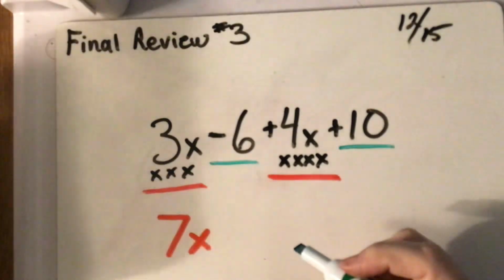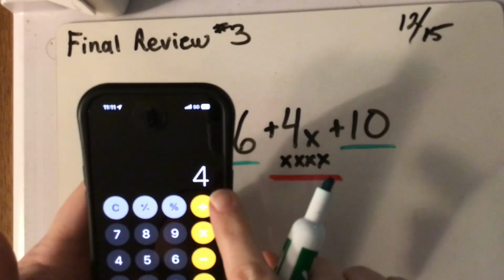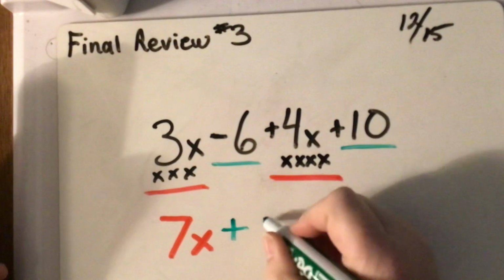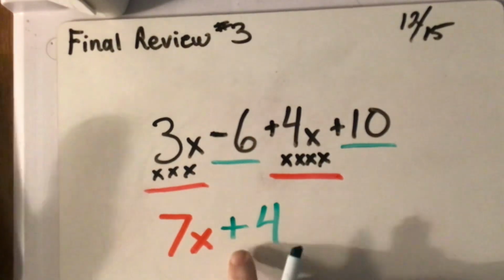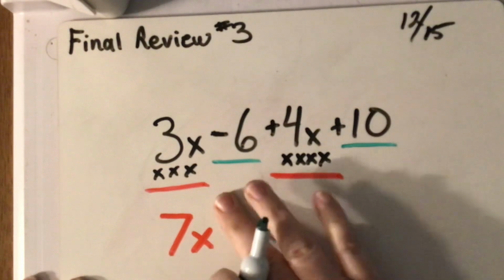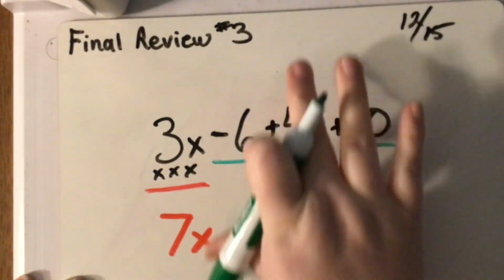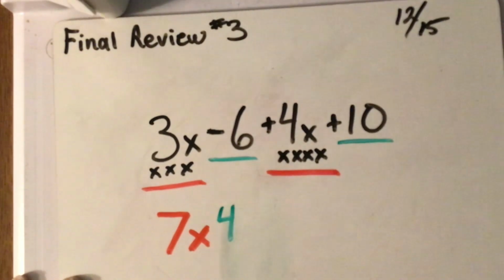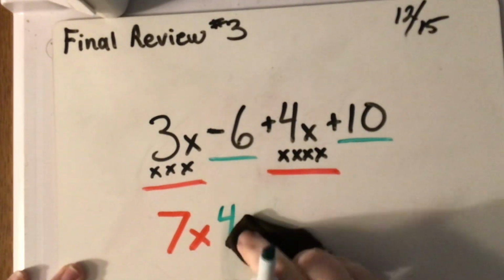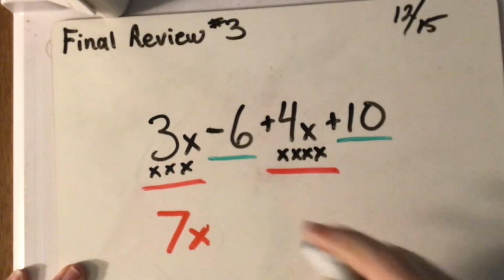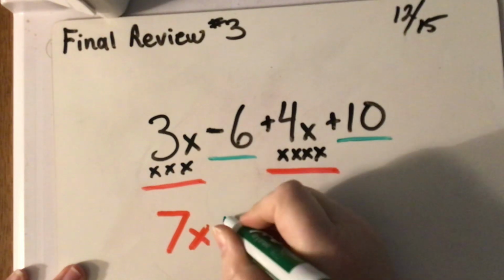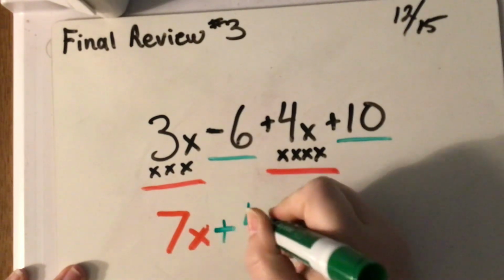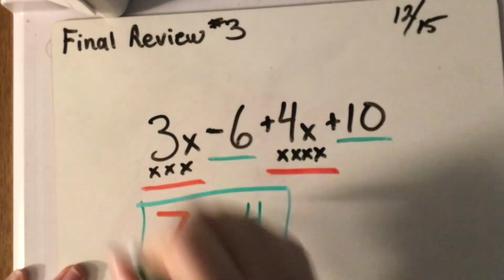Now, wait, real quick. Is that a positive 4 or a negative 4? It's not a negative 4. It's a positive 4. You have to put the positive sign in there, okay? Because this makes no sense. You can't just say 7x4. That makes no sense, okay? You have to put the plus sign in there. 7x, oops, doing it again, I'm sorry. 7x plus 4. That's our final answer.